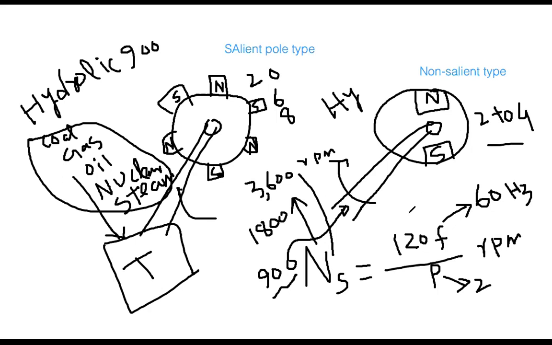It depends on what input you are using. If you are using coal, gas, oil, because they naturally produce high RPM, high speed, you have to choose this one. And if you choose hydraulic, then you choose this one because you can increase the pole number here. Accordingly, your speed value will be reduced. You will get less speed here by using this equation because you want to keep the frequency 60 Hertz.